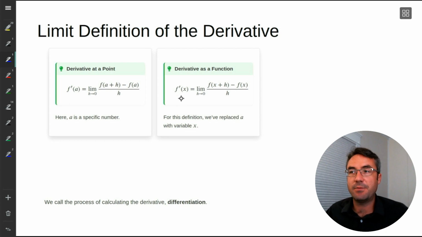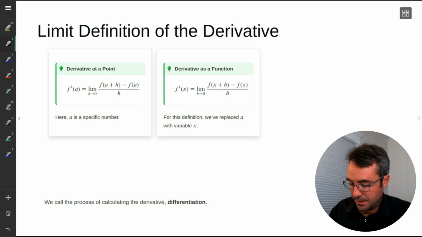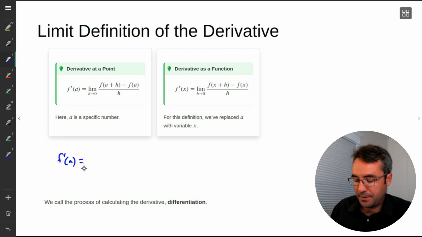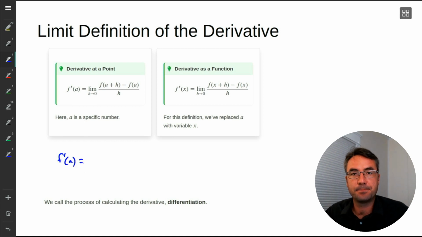So this gives us f prime of x is equal to the limit as h goes to 0 of f of x plus h minus f of x all divided by h. So that's really the difference here: this formula is giving us the derivative at a specific point, and this formula is giving us the derivative where we get a function out. So when we calculate f prime of a, f prime of a is just a number.